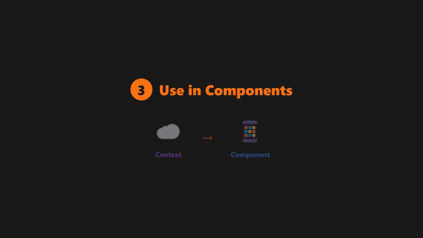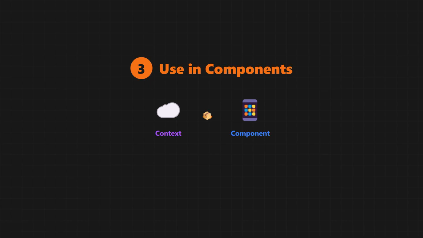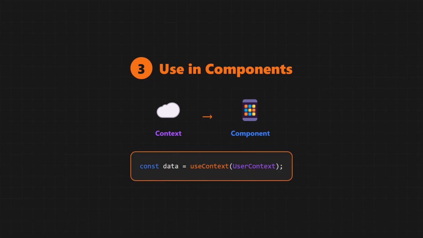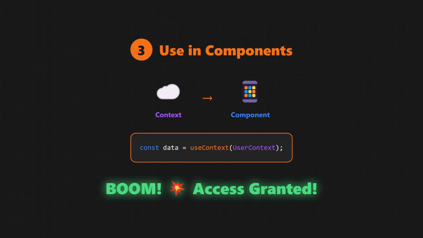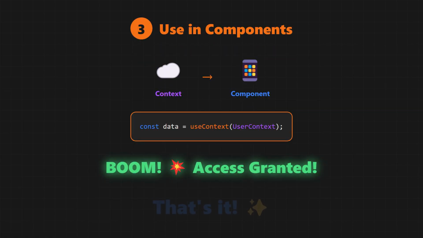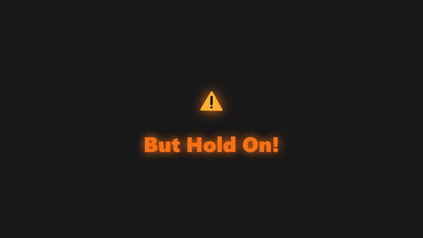Step 3. Use the information in your components. Just use the useContext hook. Pass in your context, and boom, you've got access. No more passing things down manually. You just grab it directly. That's it. 3 steps to fix prop drilling. But hold on. Before you start using context everywhere, there's something important you need to know.